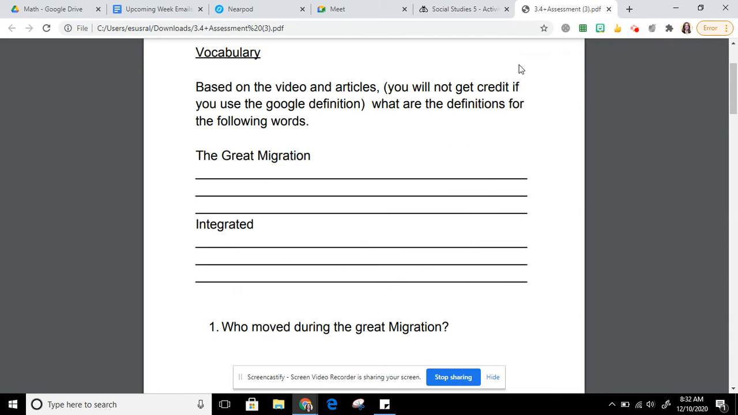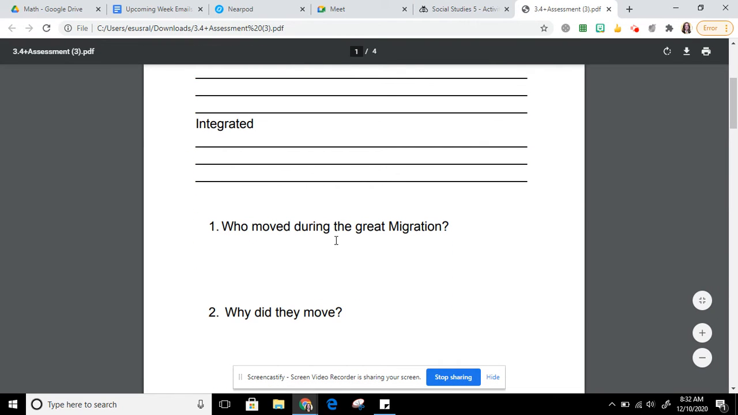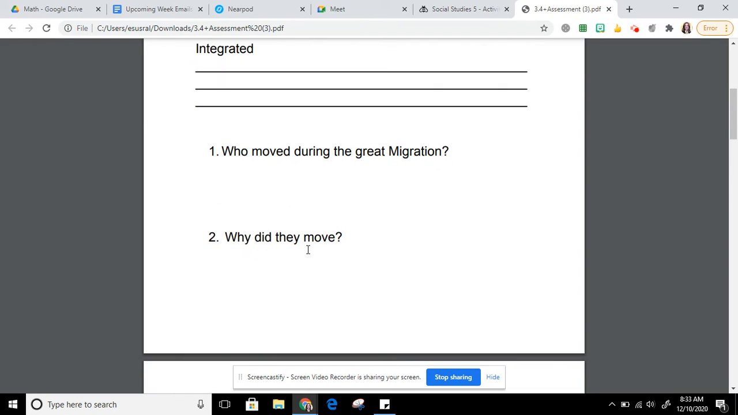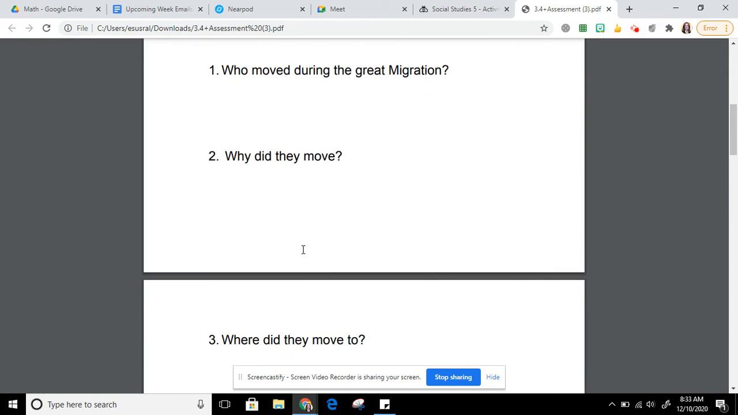So let's look at questions 1 through 4. Number 1, who moved during the Great Migration? Make sure you answer this in a complete sentence. You can type it or handwrite it here. Number 2, why did they move? Okay, make sure you write in complete sentences for this answer as well. Why did the people who moved during the Great Migration actually move?